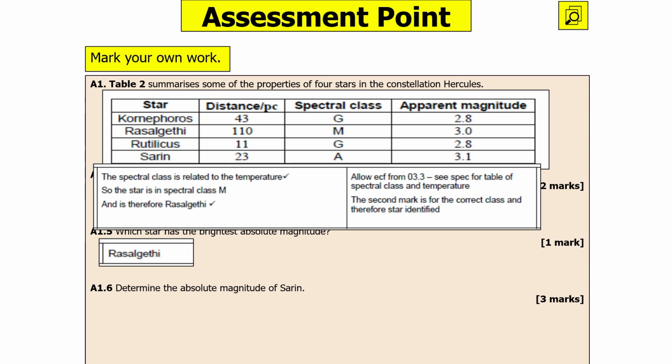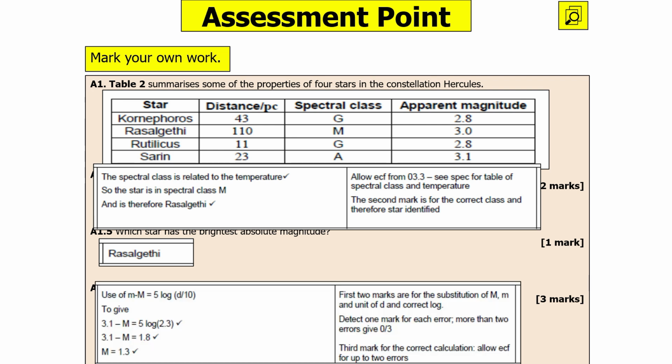And then the last one, you can work out this absolute magnitude by using your equation: m minus M equals 5 log d over 10. Luckily, in the question d is given in parsecs, so no need to convert. Pop in all the values and we get 1.3.